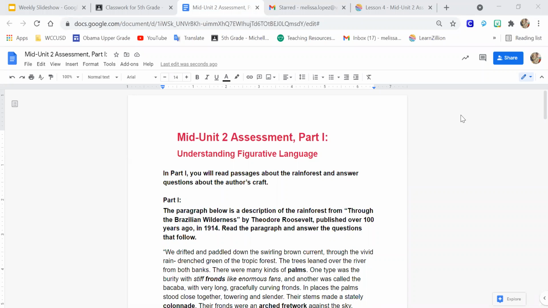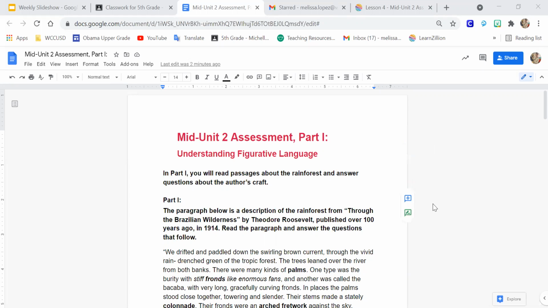Good morning, fifth graders. Today you're going to be completing the first part of our mid-unit 2 assessment, Understanding Figurative Language. I'm going to read the whole document to you to help you get through the assessment a little easier, but it's going to be up to you to answer the questions.